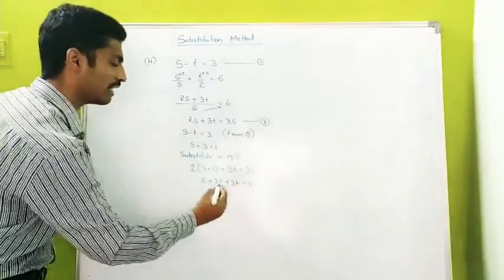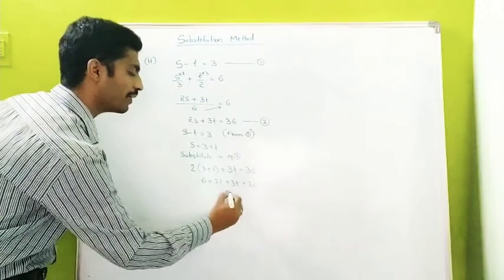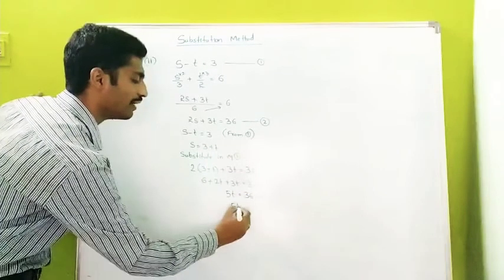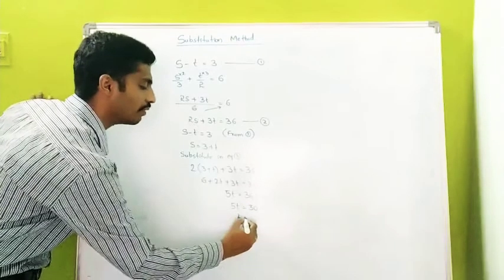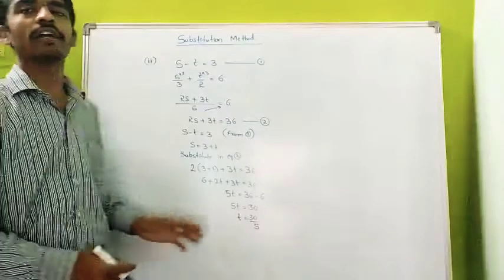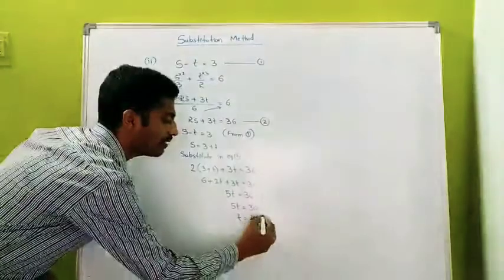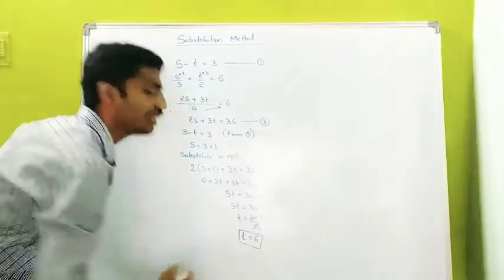Take 6 to right side. First you add 2t plus 3t, 5t equal to 36 minus 6. So 5t equal to 36 minus 6, it will be 30. t equal to 30 by 5. Here it is multiplying; if you take it to right side, it becomes divisible. So 5 ones are 5, 5 sixes are 30. So t equal to 6. So this is our t value.